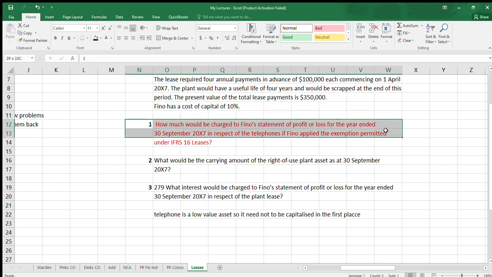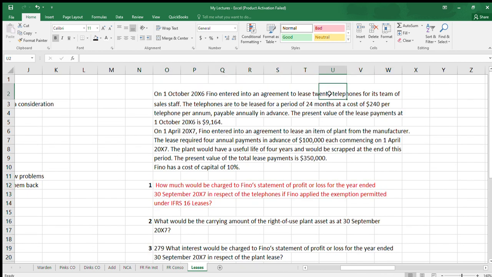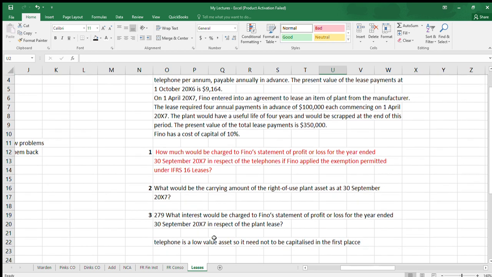Lease payments are not recognized in profit and loss. They are recognized in the financial statement. So this one is saying that it will be recognized in profit and loss, meaning that it is a low value asset. And here the telephone is a low value asset. Even an iPhone or laptop is a low value asset. How much more a telephone?